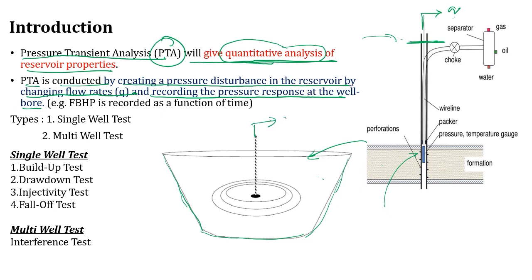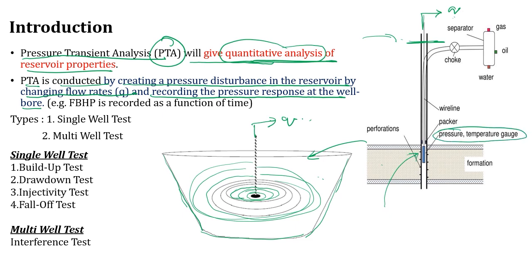Now because of the changing in flow rate, I am creating some sort of a pressure disturbance in the reservoir. See, my pressure disturbances are moving away from the wellbore. With time my pressure disturbance will reach the boundary of the reservoir. Alright, now the pressure recorder over here, the pressure temperature gauge, will continuously measure my changing pressure response. Now from this pressure response I will conduct various studies and I will come up with the quantitative analysis of reservoir properties. Okay, so this is how well testing works.